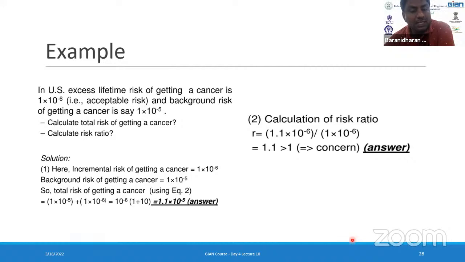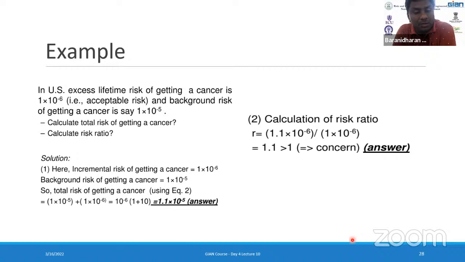So this is a small example. I think you can look into it, where in the US the excess lifetime risk of getting a cancer is 10 power minus 6, that is the acceptable risk, and the background risk of getting a cancer is say 10 power minus 5. So calculate the total risk of getting a cancer and calculate the risk ratio.